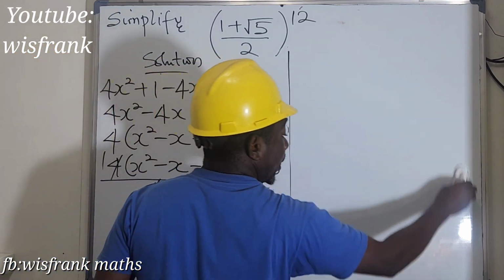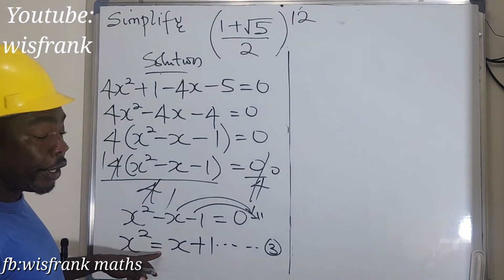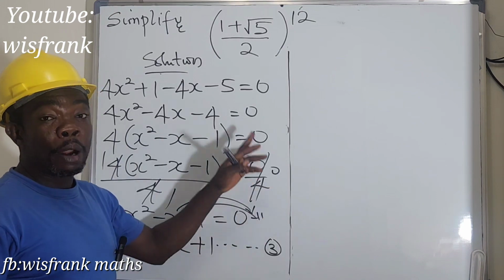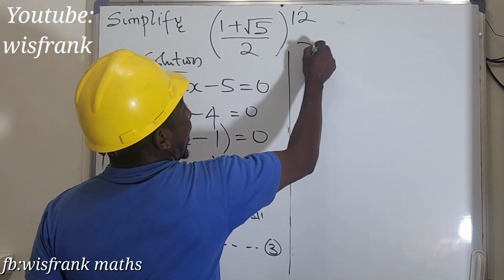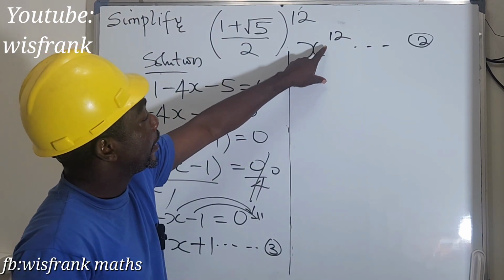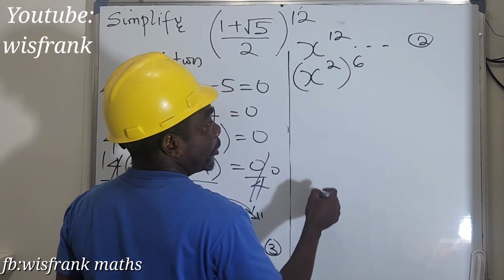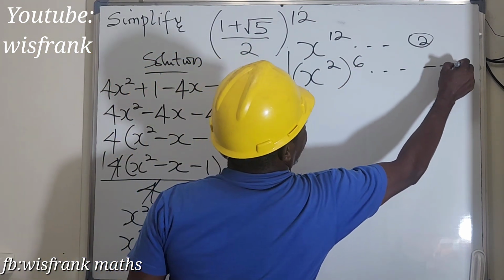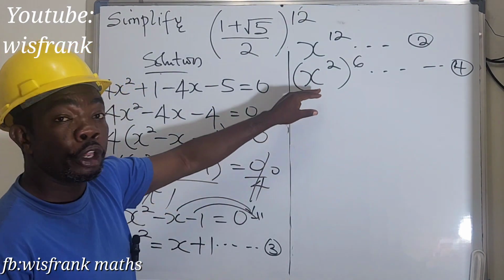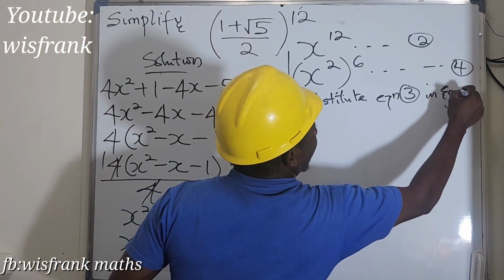So let's clean here so that we move over to the other side. Now we have x raised to the power of 2 equals x plus 1 as equation 3. Then from our equation 2, which has x raised to the power of 12, this can be written as x to the power of 2 all to the power of 6. Let's call this equation 4. Here we have x to the power of 2, so we can substitute equation 3 into equation 4.